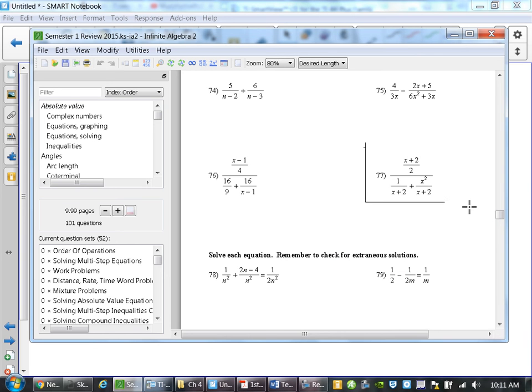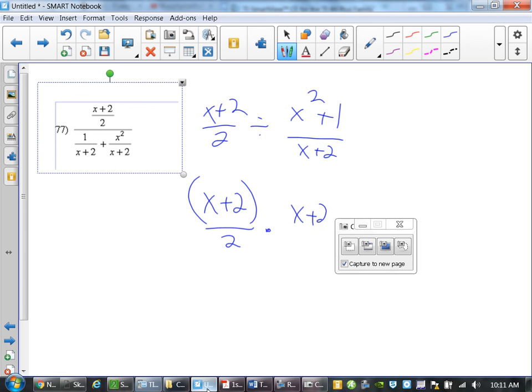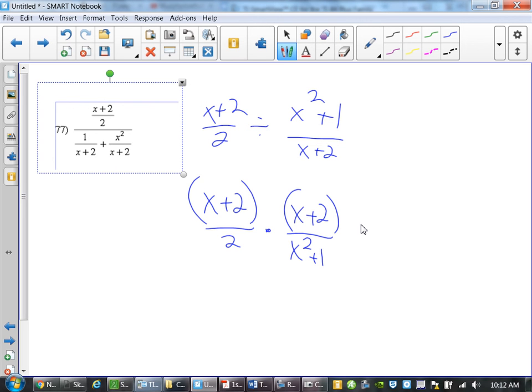The complex fraction. This one should be pretty simple because the bottom part already has the common denominator. So you wind up with x plus 2 divided by 2, divided by x squared plus 1 over x plus 2. Flip it. And absolutely nothing's going to simplify out. So I think the answer would be the quantity x plus 2 squared over 2 times x squared plus 1. And that would be your final solution.